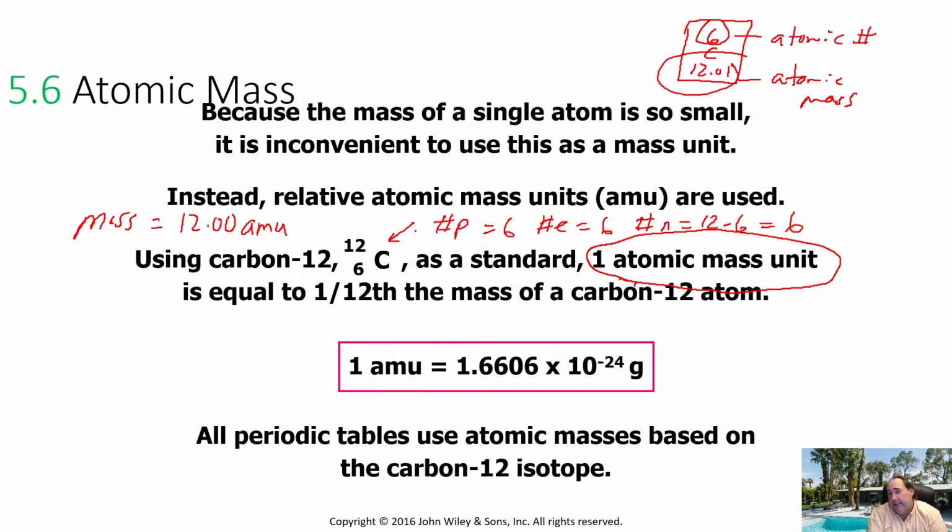So they use this isotope of carbon to compare everybody else to. There is a comparison from AMU and grams. So 1 AMU is 1.6606 times 10 to the minus 24 grams. All periodic tables use the atomic masses based on the carbon-12 isotope.